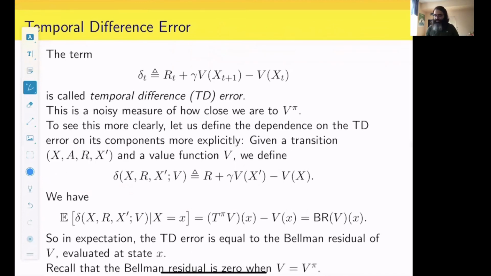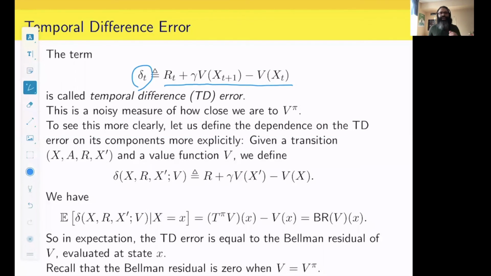Okay, the term that we had inside that stochastic approximation update was R_t plus gamma V of x_{t+1} minus V of x_t. This is called the temporal difference error, and it's usually denoted by delta_t. So this can be seen as a noisy measure of how close we are to V^pi. That's the idea, that's the error part. If this is close to 0, our value function would be close to V^pi. But if our V is very different from V^pi, this value would be large.